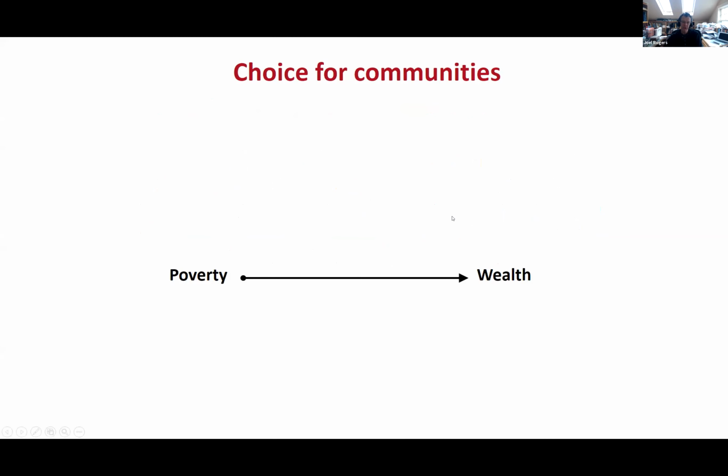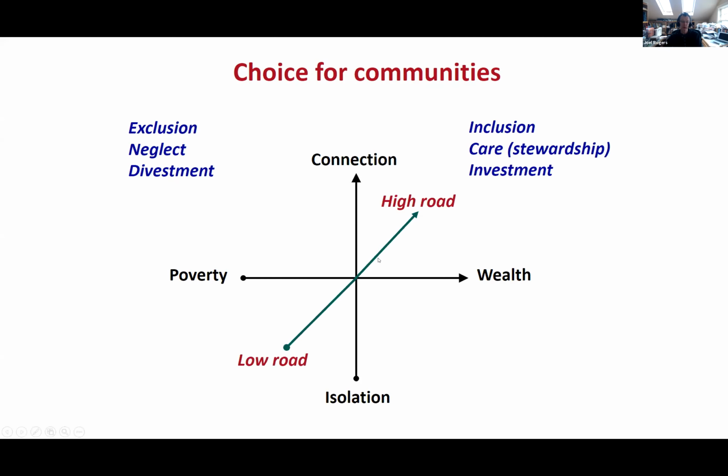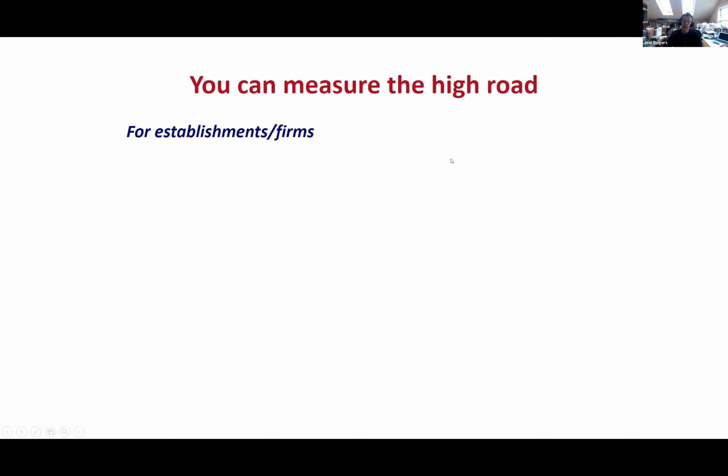You could think of us going from poverty to wealth as going from isolation or exclusion, neglect, divestment, to inclusion, care, investment. It's basically going from isolation to connection. The high road is a way to try to work that out in your community. That's what it's about. You can measure the high road.